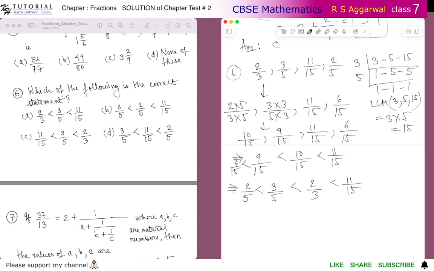So this is the correct ordering. Now, 3 by 5 is less than 2 by 3, less than 11 by 15. Comparing 2 by 5 and 3 by 5, and 2 by 3 against 3 by 5.